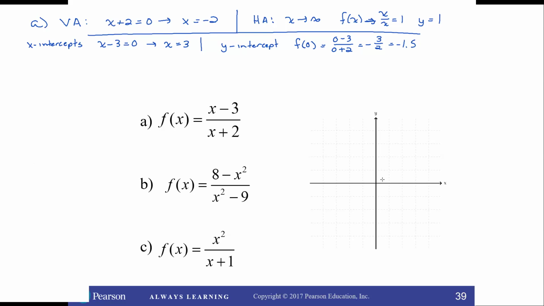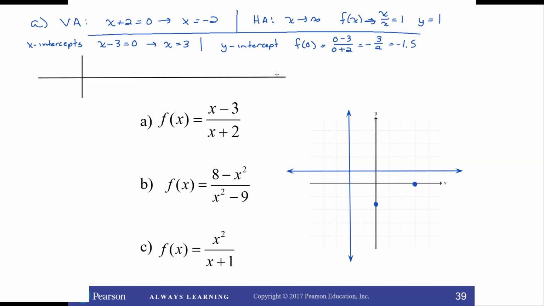So let's graph these features. Vertical asymptote would be here. Horizontal asymptote would be here. My x-intercept is here, and my y-intercept is here. So now I just need a couple points to finish this out. So x, f of x. I got these two here. I'm probably good, but you may want to look at, say, -1 to get one more point to know what's going on.